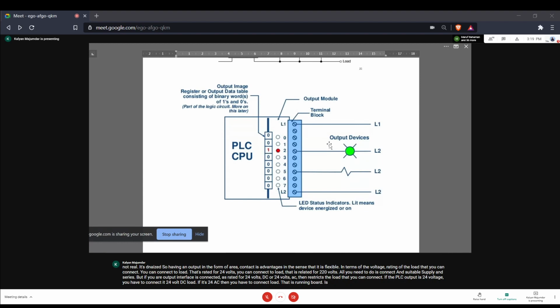Then what's the disadvantage of a relay output? The disadvantage is a relay is a mechanical device, rather an electromechanical device. So the maximum frequency at which the output can switch becomes severely restricted. If you have an electronic output, it could switch much faster. But when you have an electromechanical device, the maximum frequency at which the output could change state becomes limited.